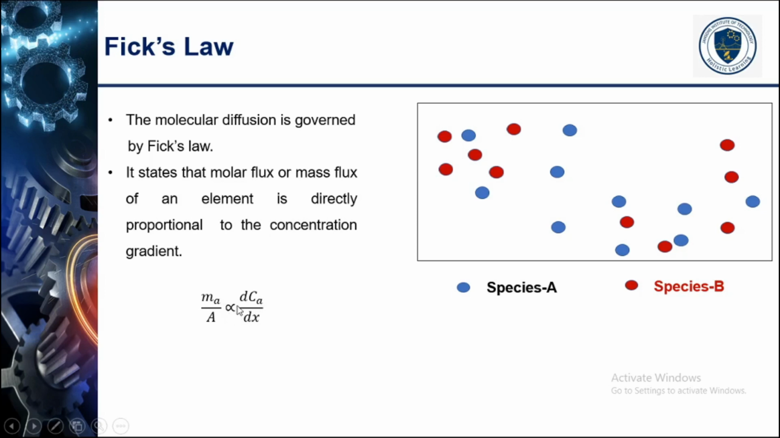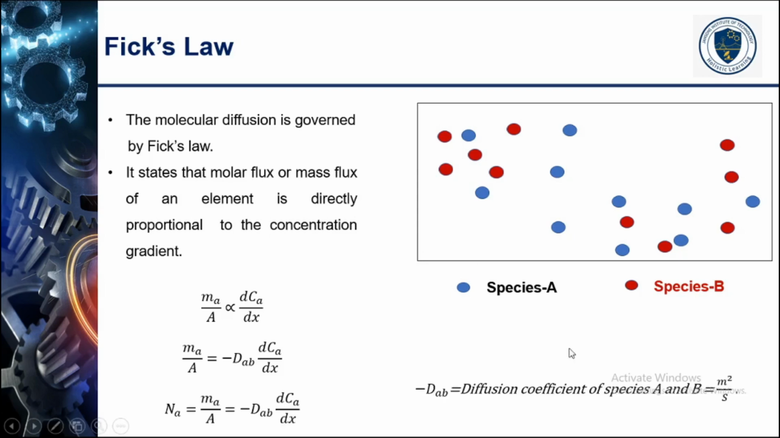So, if the proportionality symbol is to be removed, we have to add one constant. That constant is called DAB. Here, DAB is called the diffusion coefficient of the species A and B. The unit for the diffusion coefficient is meter square per second. Fick's law is derived from experimental evidence.